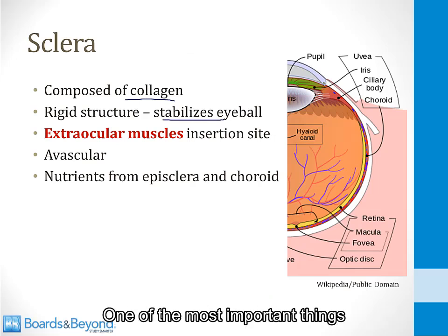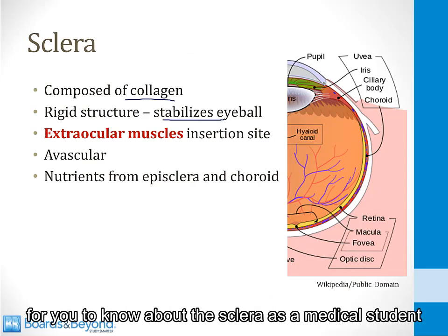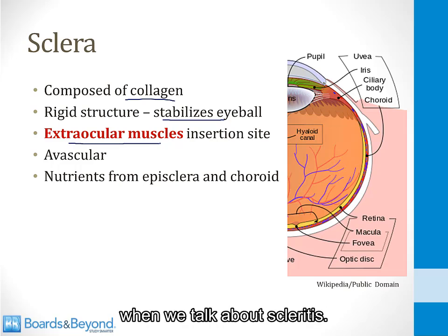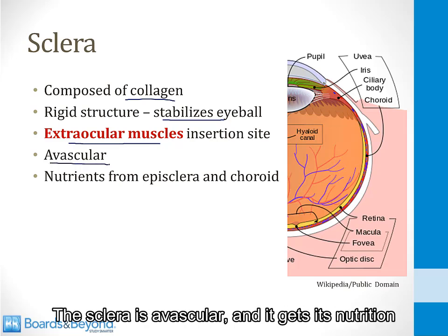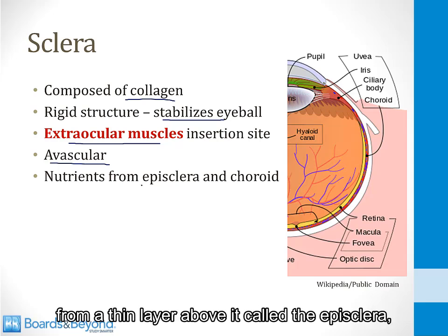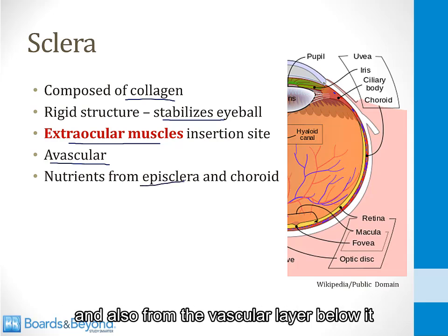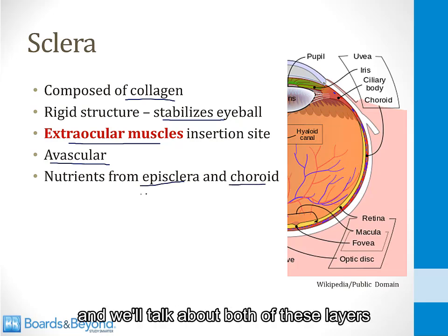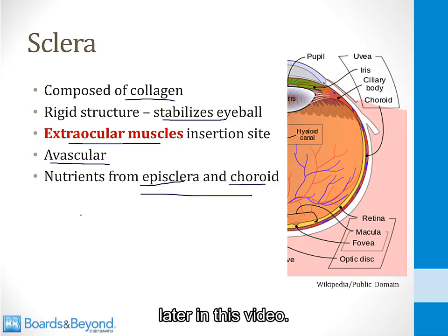One of the most important things for you to know about the sclera as a medical student is that this is the site where the extraocular muscles insert into the eye, and this will be important in a minute when we talk about scleritis. The sclera is avascular and it gets its nutrition from a thin layer above it called the episclera and also from the vascular layer below it called the choroid, and we'll talk about both of these layers later in this video.